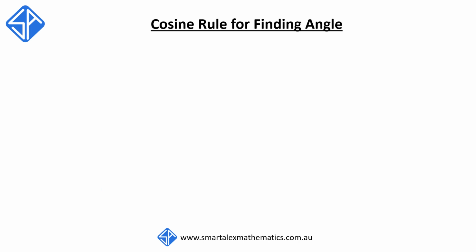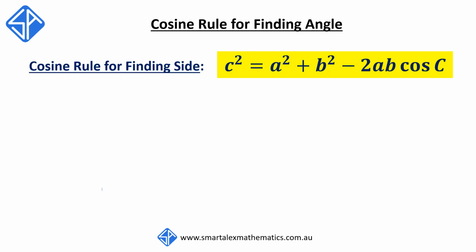In this video, we're going to look at how to use the cosine rule to find the unknown angle in a triangle. In our last video, we looked at how to use the cosine formula c squared is equal to a squared plus b squared minus 2ab cos c to find the unknown side. This same formula can also be used to find the unknown angle, but first we need to make cos c the subject. So we're going to start off with the original formula.